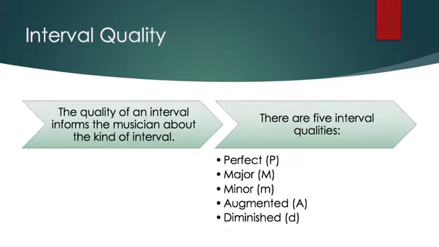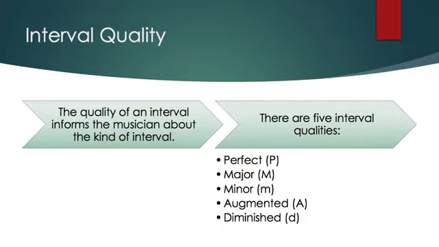So there are 5 interval qualities that you could have: perfect, major, minor, augmented, or diminished. You'll notice in parentheses you have a single letter. These letters are abbreviations for each one of those qualities. So if you have a perfect interval, instead of writing out perfect, if you had to write this for an assignment, you would just write P followed by the number 1, if it was a perfect unison. If it was a perfect fourth, you'd write P4.